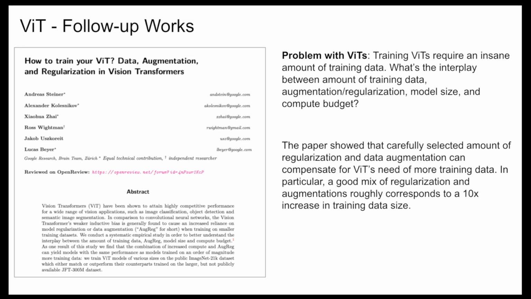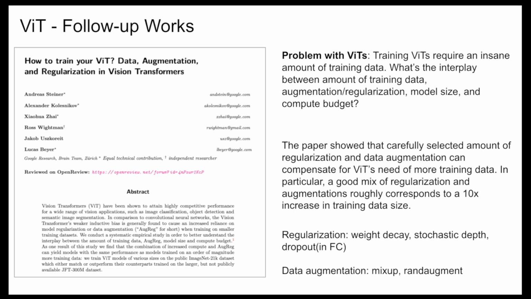So the paper showed that carefully selected amounts of regularization and data augmentation can actually compensate for ViT's need for more training data. In particular, a good mix of regularization and augmentation roughly corresponds to a 10x increase in training dataset size. So if you are very careful on how you regularize and how you do the augmentation, you basically would never need to train this ViT on a huge dataset like JFT. The regularization techniques used in this paper were weight decay, stochastic depth, and dropout in fully connected layers.